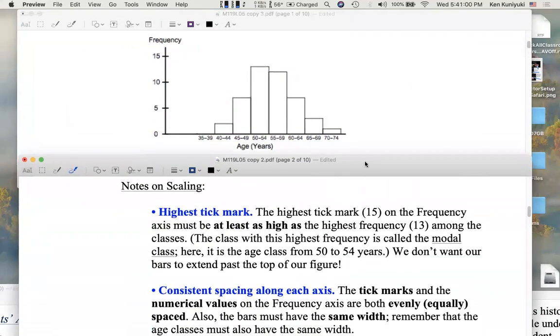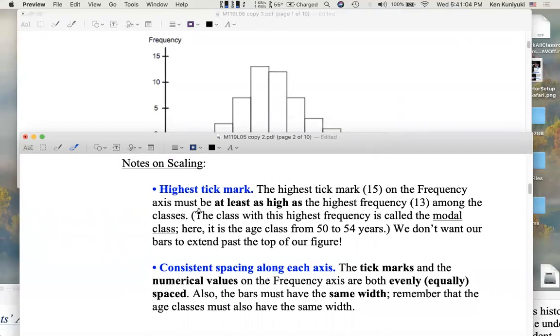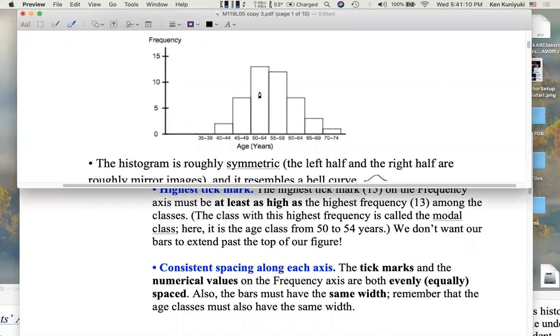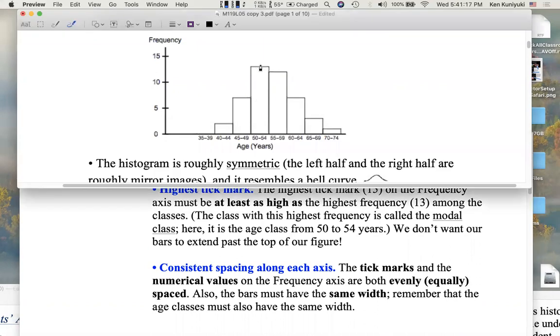All right. Scaling. The highest tick mark on the frequency axis, here's the 15 up here, must be at least as high as the highest frequency, which was 13, the height of the low 50s bar, among the classes. All right. So the modal class had a frequency of 13. Notice that that does not exceed the 15 over here. Otherwise, the bar would be extending past that top tick number.